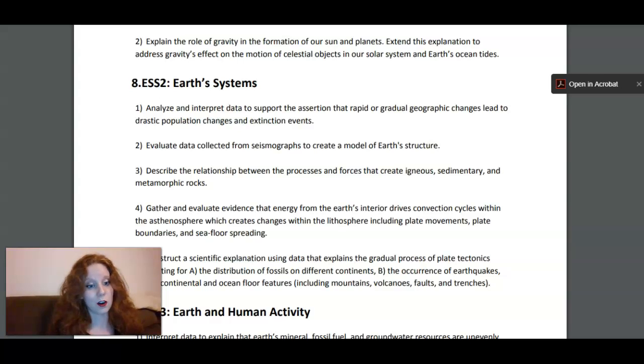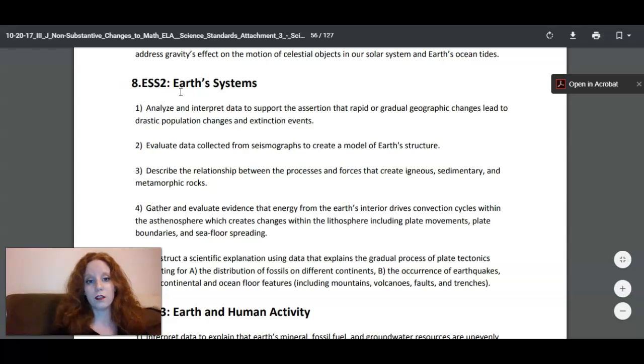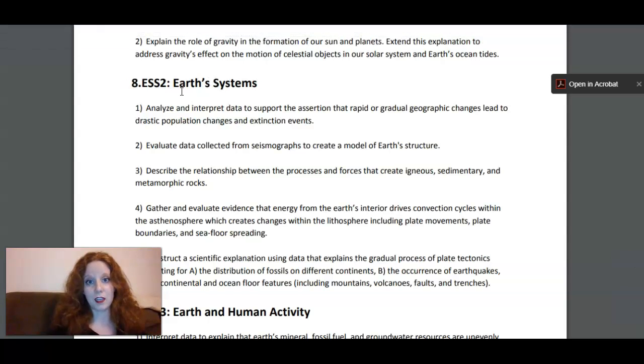So let's get started. The first standard that we are going to be focusing on today ties very, very heavily into the life science unit that we've completed during the shutdown. And it's the first, 8.ESS2.1. It says analyze and interpret data to support the assertion that rapid or gradual geographic changes lead to drastic population changes and extinction events. This standard is one of the few that's pretty self-explanatory.